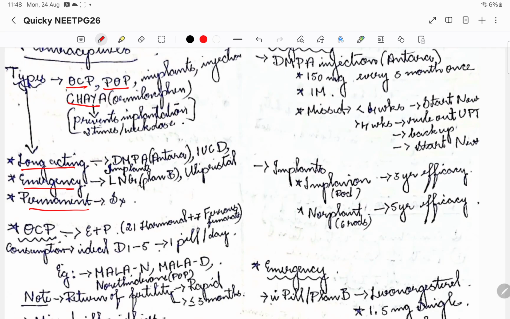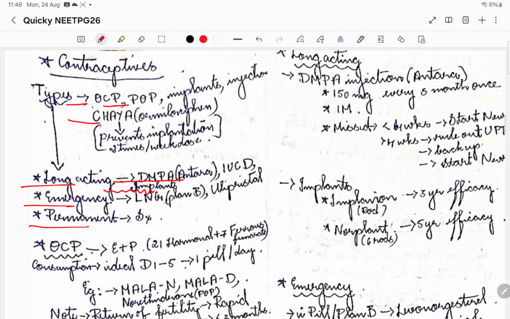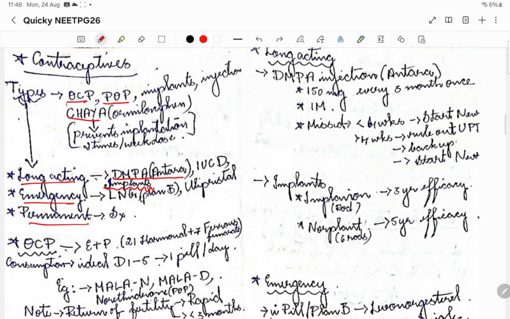Coming to long acting, it is DMPA or Antara. You should be able to identify these, as they'll ask image based questions. Please remember, DMPA Antara is not an implant, this is a drug. Then there are IUCDs. Then there are implants. So these are the long acting types of contraceptives.